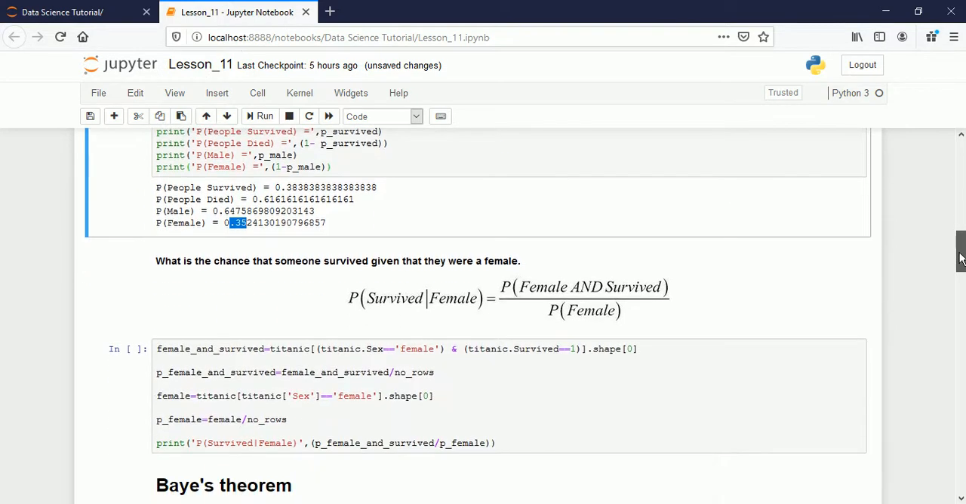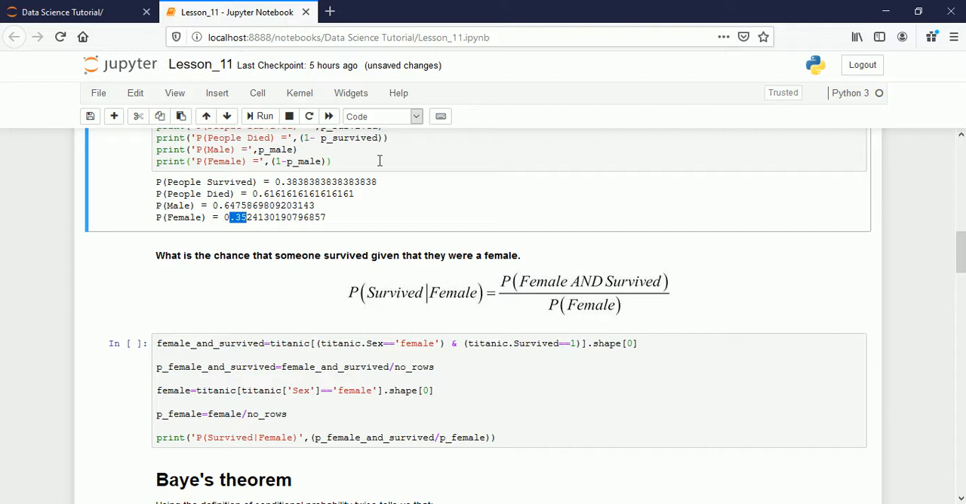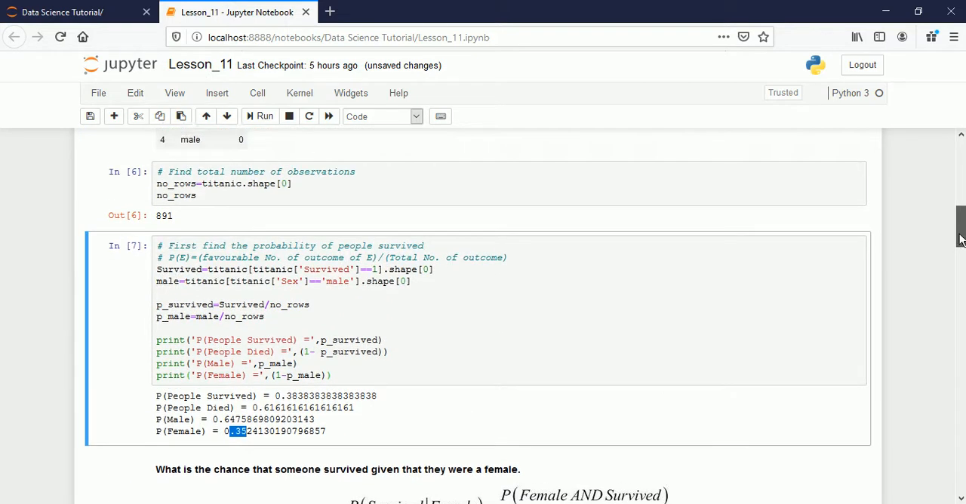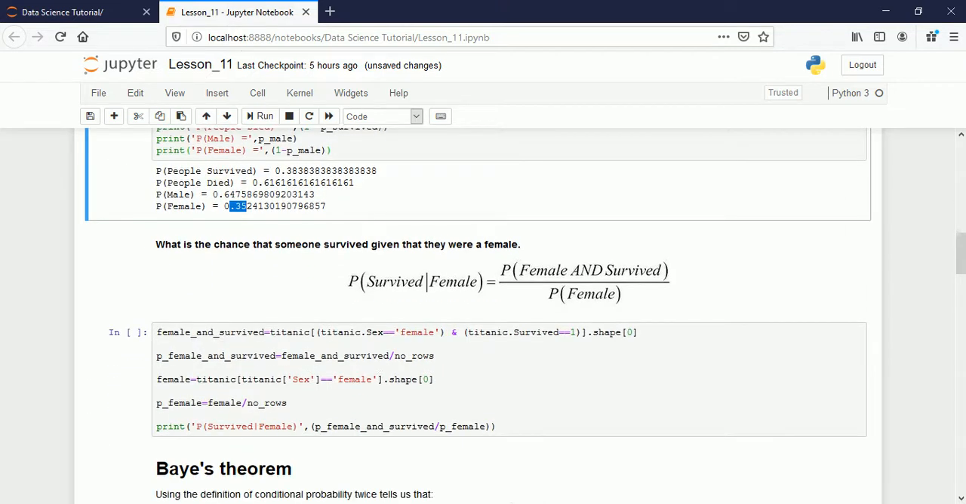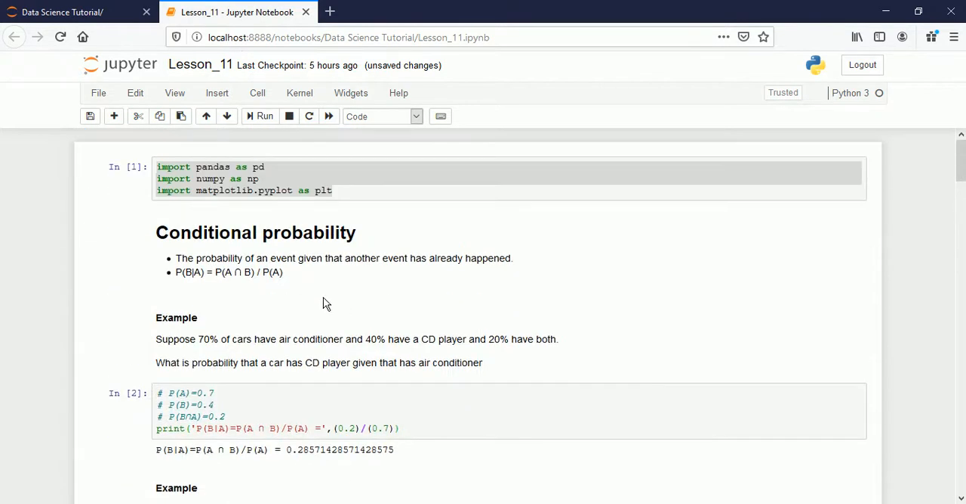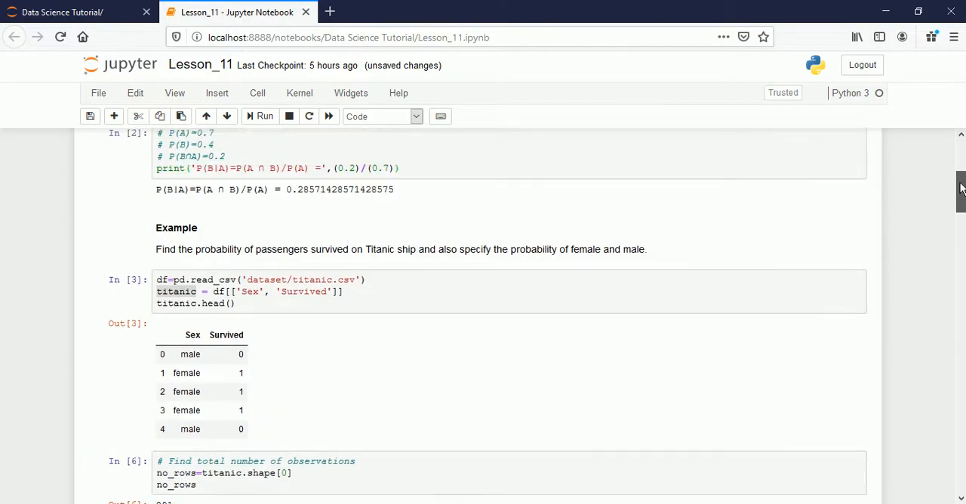But this was not conditional, it is just the normal probability of events we found. Here we are going for conditional probability. In conditional probability, it says what is the chance that someone survived given that they were female. So here is the formula, friends: P of female survived, the intersection, divided by the probability of the given event.